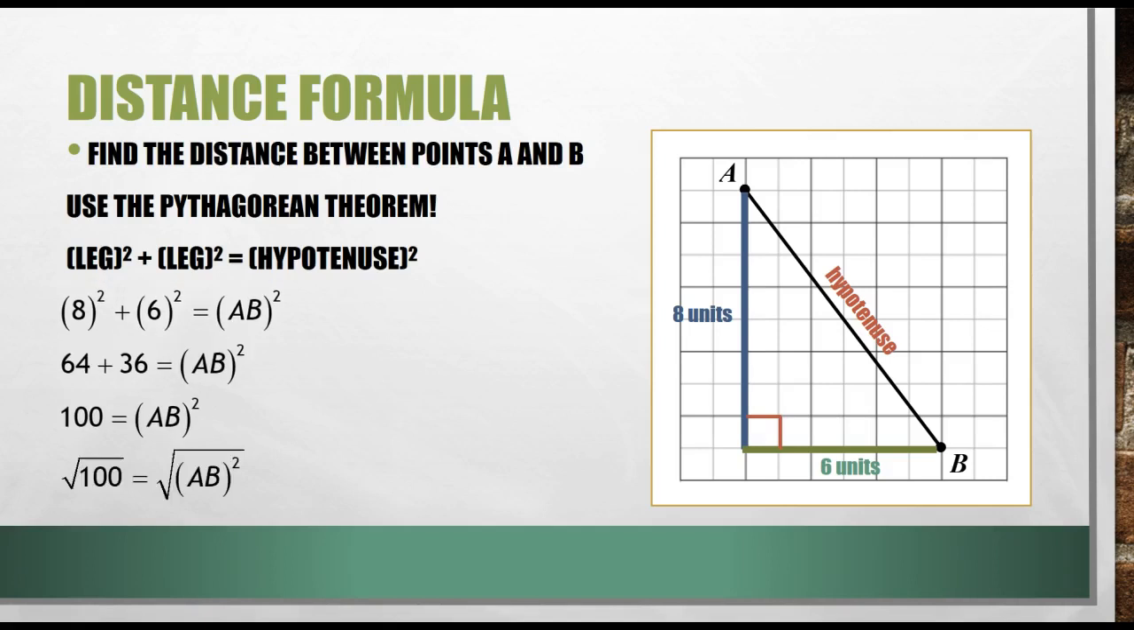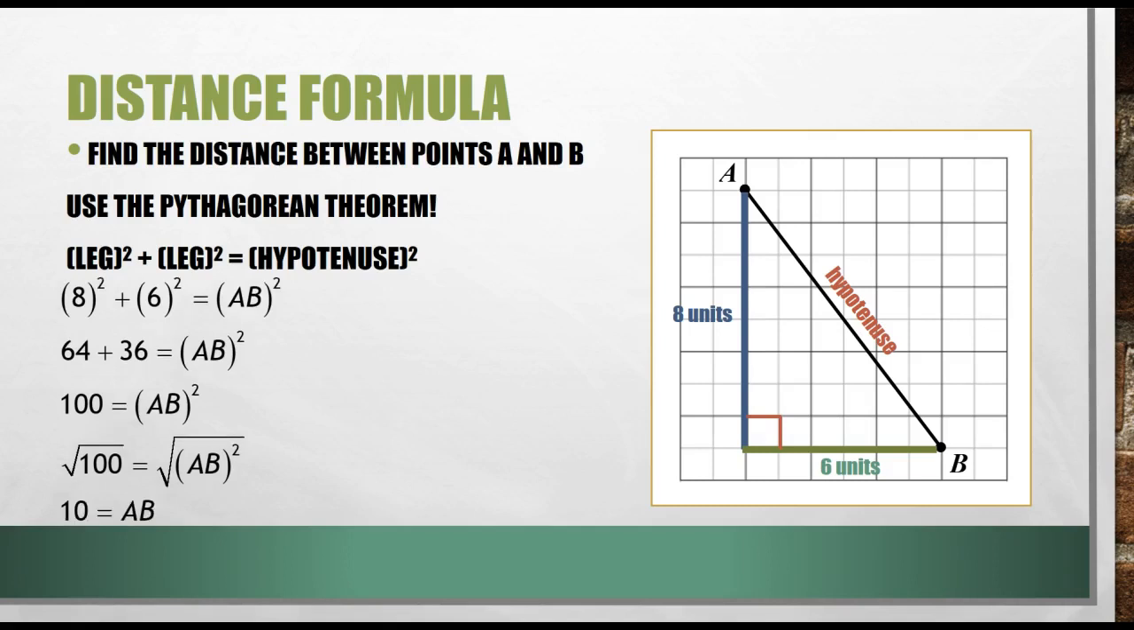What we're going to do is take the square root of both sides. And the square root of 100 is just 10. So 10 equals AB, or the length of the segment between A and B is 10 units, or the distance between points A and B is 10 units.